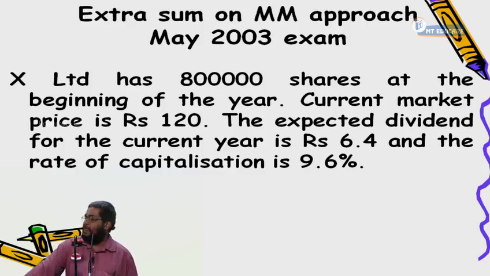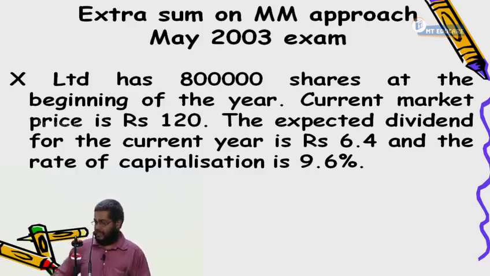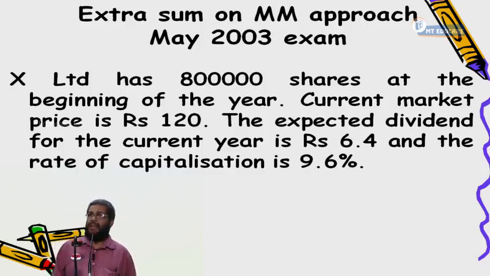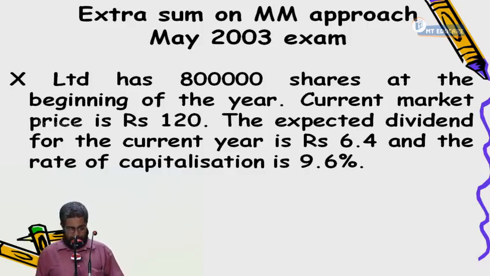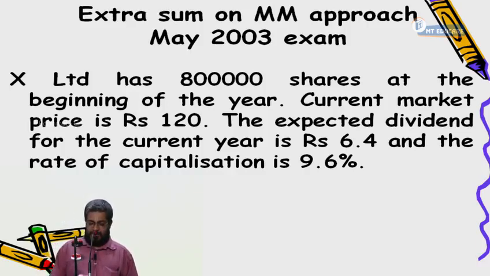Problem, write the problem. X Limited has 8 lakh shares at the beginning of the year. Current market price is rupees 120.